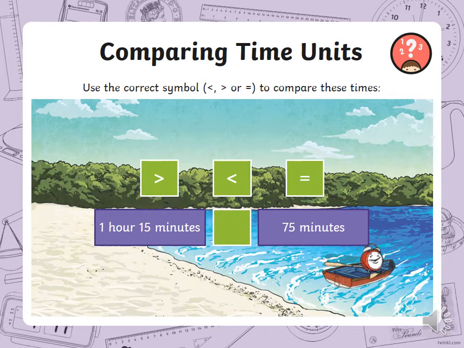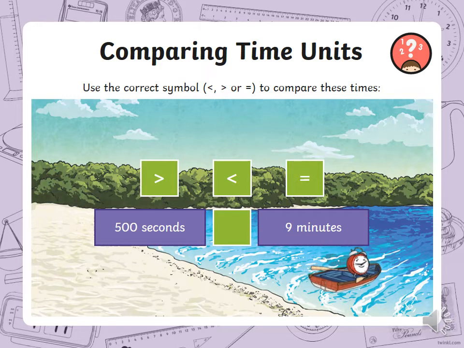1 hour 15 minutes is greater than or less than 75 minutes, or is it equal to? Pause the video and work it out. How many minutes are in an hour? Okay, so the answer is equal to, because 1 hour is 60 minutes plus 15 is 75, which is the same as 75 minutes.